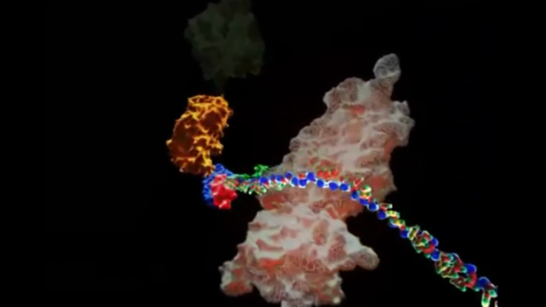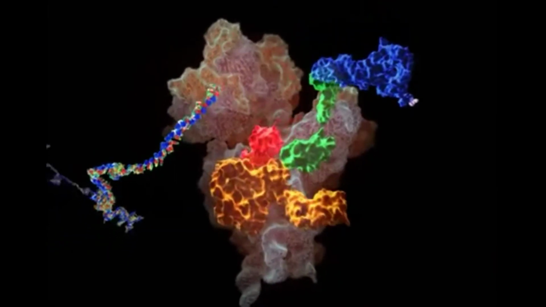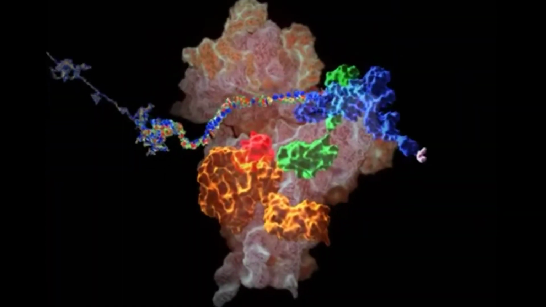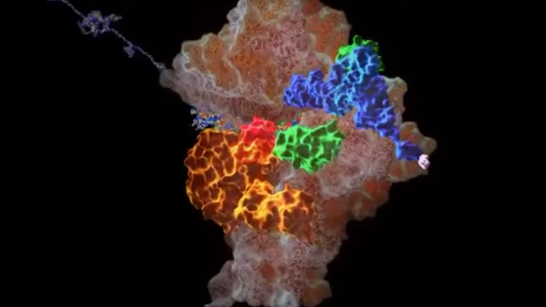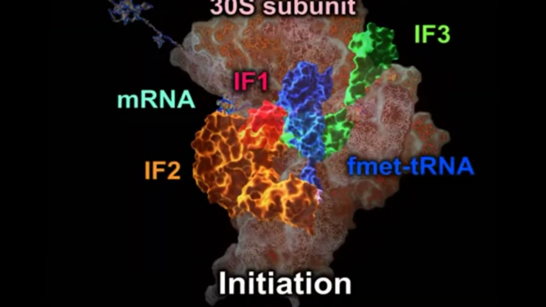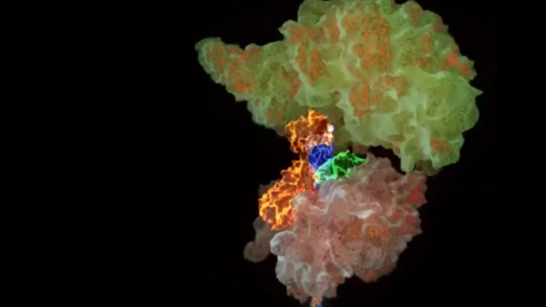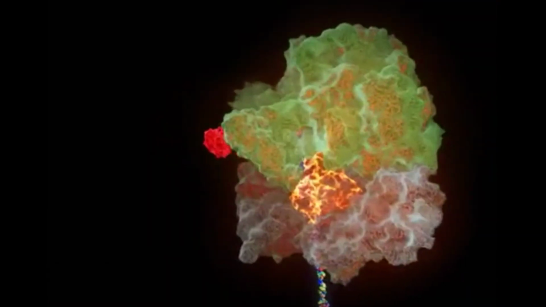So this long, colorful strand is the messenger RNA. That's what is carrying the information that will be turned into the protein. So here now, the small subunit is coming together. These are accessory proteins that help get the process started. So it's come together around the start site. Now, here comes the large subunit, fastens on.